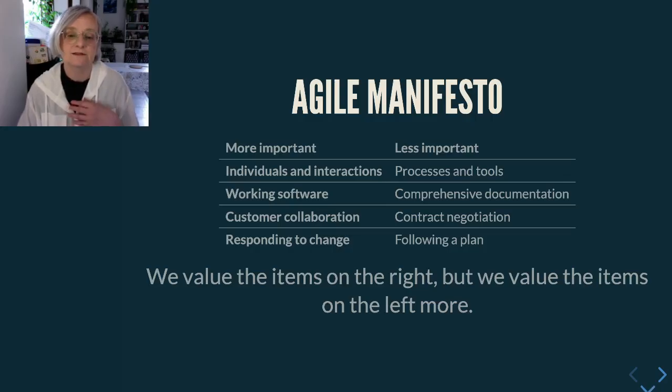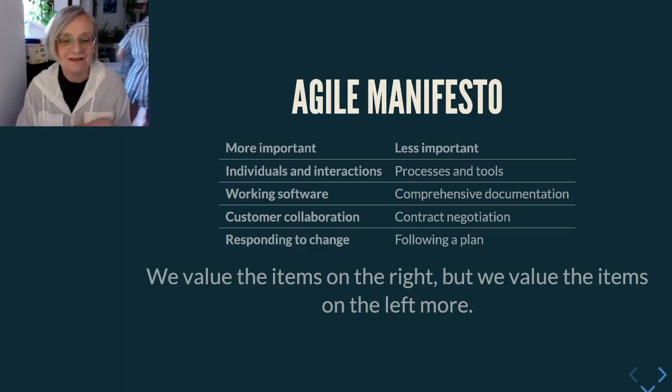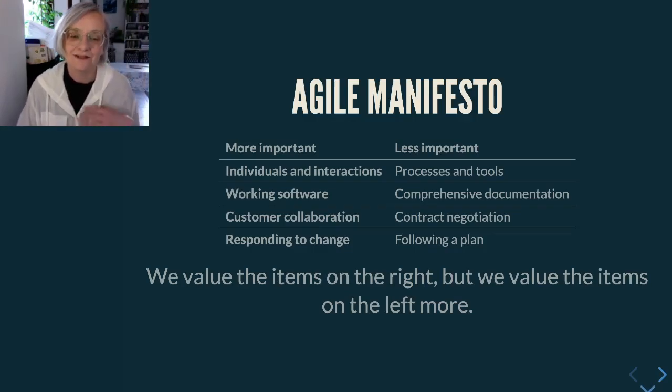It says what we value: people and interactions more than just processes and tools, working software more than perfect documentation, customer collaboration more than contract negotiation, responding to change more than following a strict plan. And of course, the things on the right are still important, but the things on the left are even more important to create great products.